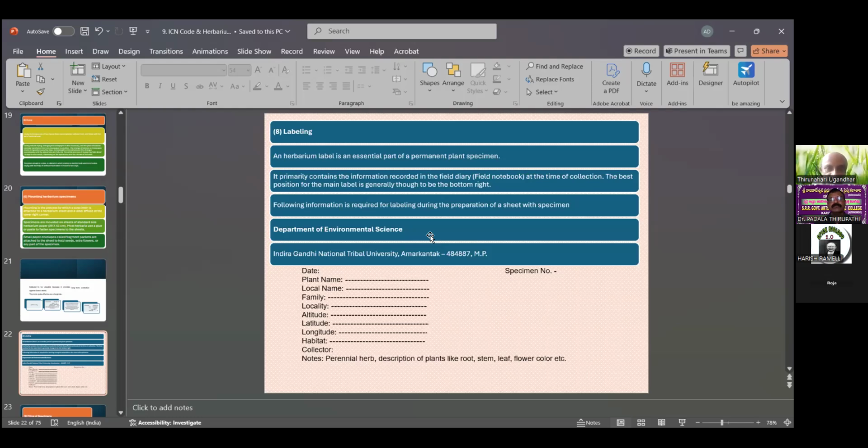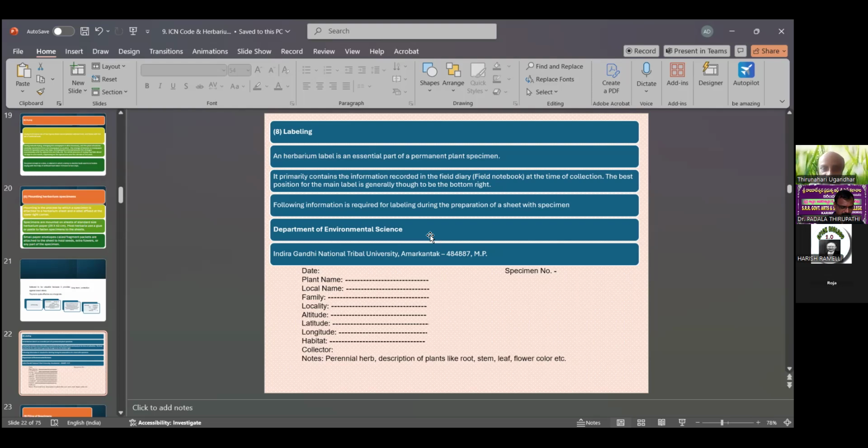Then the eighth one is the labeling process. The label is an essential part of permanent plant specimens. It primarily contains the information recorded in the field diary, that is the primary information, and the habitat and area from which it was obtained. At the time of collection, the best position for the main label is generally the bottom right side.